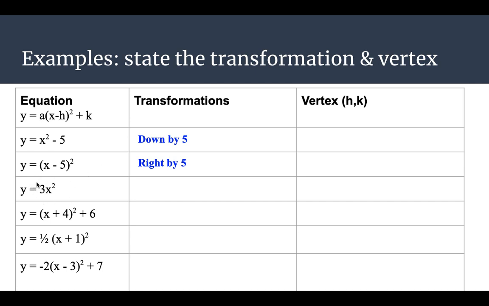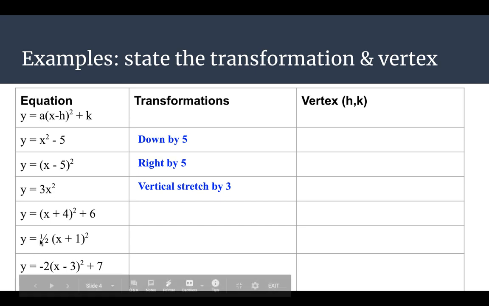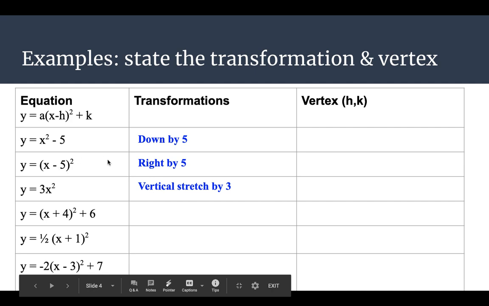This one, another single transformation. The x squared is being multiplied, and if you remember, that means we're going to have a vertical stretch of 3. That means our step pattern is going to be multiplied by 3 if we graph it, but we're not worrying about the graphs today. Now, the next 3 have multiple transformations.